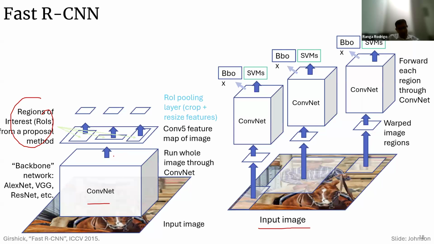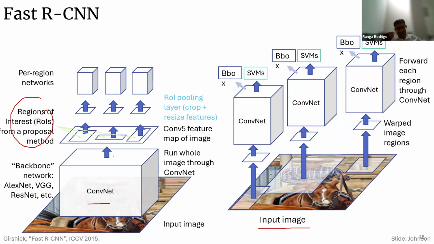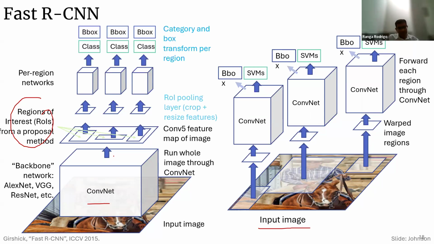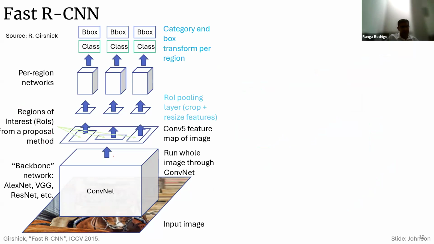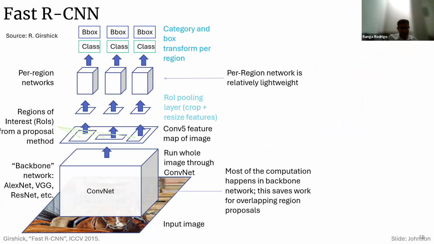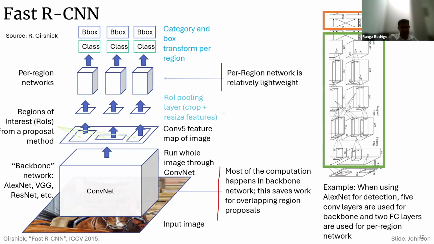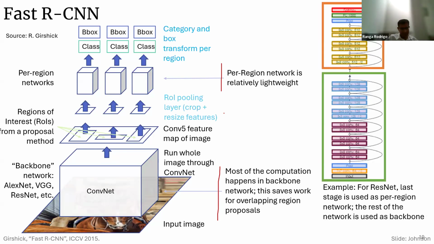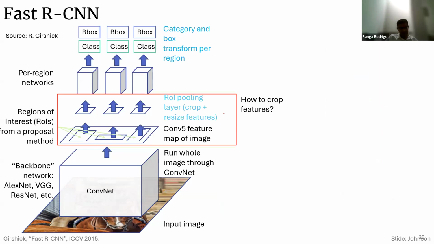Then there's a thing called ROI pooling. You have to take the features that are in the box. That's called ROI pooling, which has to be done. Then on each of these regions, you run a small per region network to compute the bounding box and the class. This is called fast RCNN. It's a great advancement from RCNN. You can see most of the computation happens in the CNN, and that happens only once. The per region network is a relatively light network. For example, you can use AlexNet for that, or ResNet as a backbone.